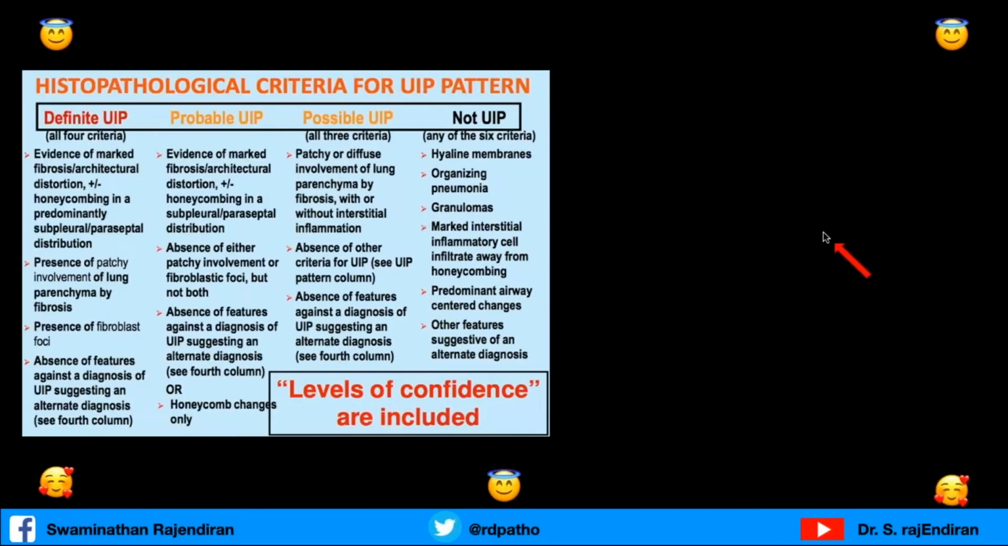For every interstitial pneumonia, we have criteria now defined as definitive, probable, possible, and not. For example, when you see organizing pneumonia or granulomas, it is not UIP. I am putting the example of UIP here, but we have this for all interstitial pneumonias. Whenever you see the slide, you note down all the findings and see whether it is definitive, probable, possible, or not UIP.